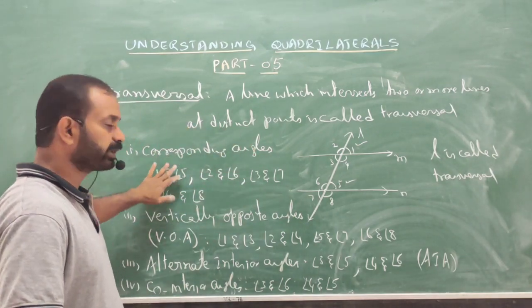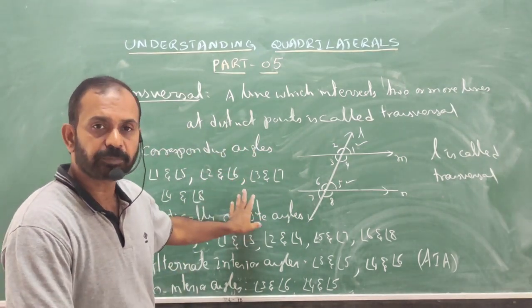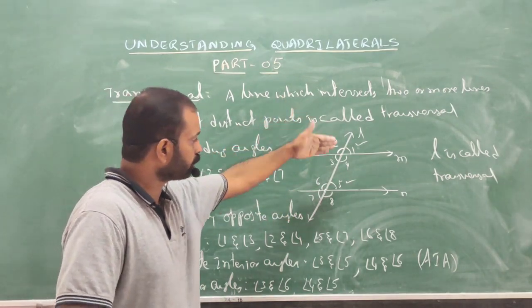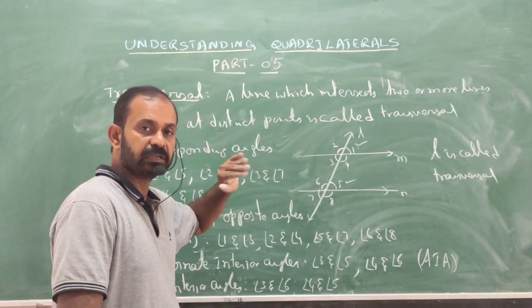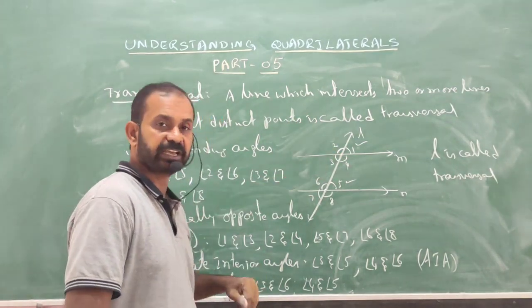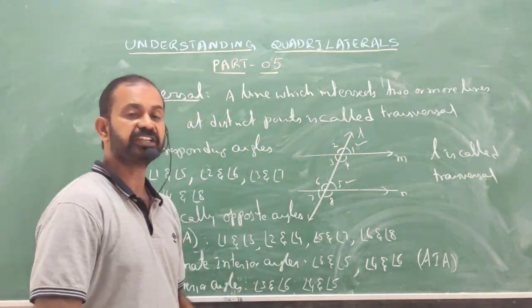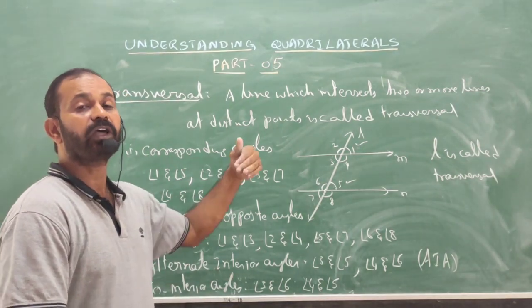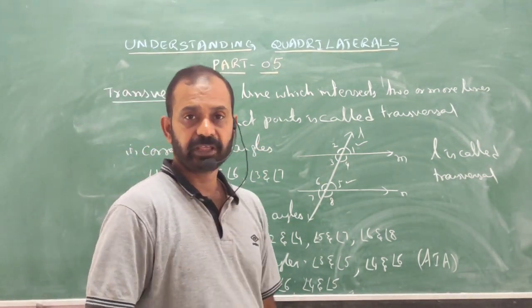These are nothing but the elements. These are not the properties. These are the elements we are naming. What are the co-interior angles? What are the corresponding angles? What are the vertically opposite angles? What are the alternate interior angles? These are all the elements we have seen. Now, let me see the properties.